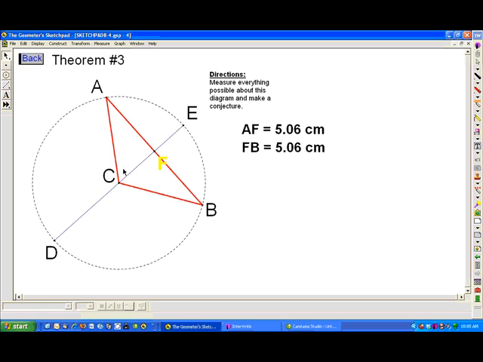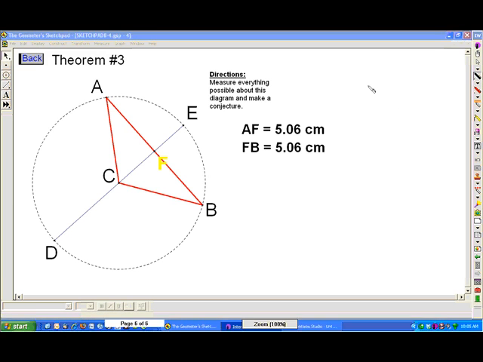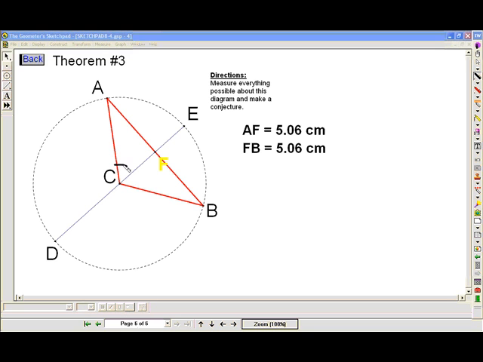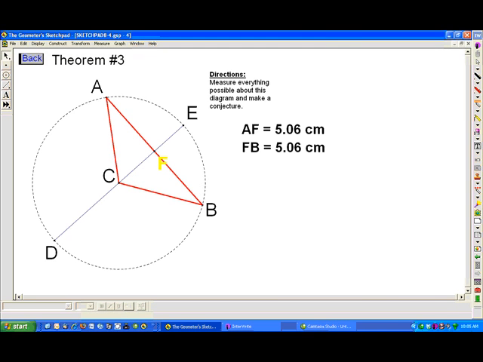Notice that, as we said earlier, if this angle here is congruent to this angle here, then the arc created from this angle, that is inside the angle, would be this arc. That arc would be the same as, from this angle, this arc. So it seems like this arc, the entire arc from A to B, must be cut in half. Let's see if we can verify that in Sketchpad.